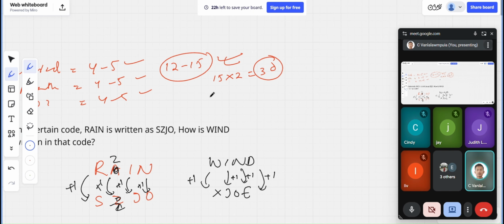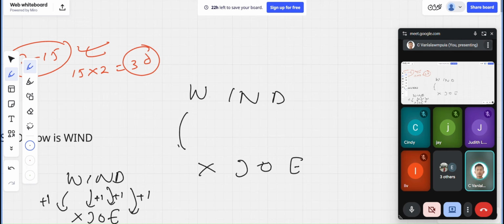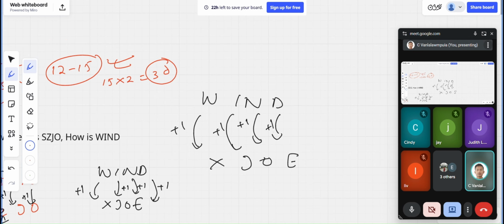Yeah, you're right, Cindy. You're definitely right. I'll explain this quickly. It's very easy. If it's written like this, WX and XJOE, if you read the alphabets, X comes after W, so it is plus 1. And after I comes Z, IZ, so it is 1, and NO, it's 1, and DE means 1. That's it.